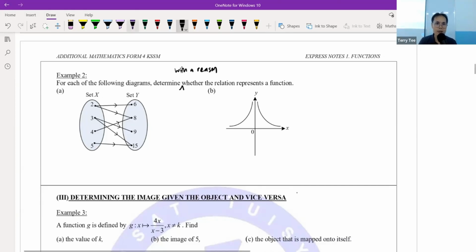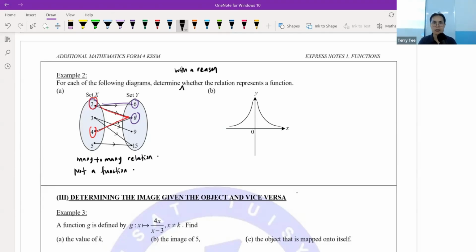So look at the first one. This one is a one-to-many, right? At the same time, 4 and 2 share the same image. It's also a many-to-one. It's a one-to-many and a many-to-one combined. So we say this is a many-to-many relation, therefore it is not a function. Okay, now next, let's cut this across.